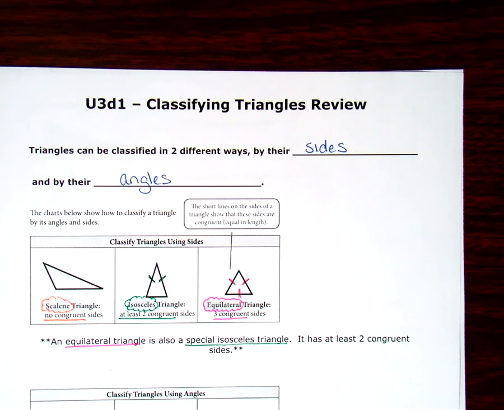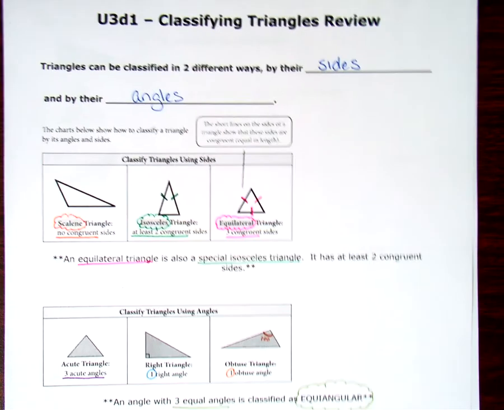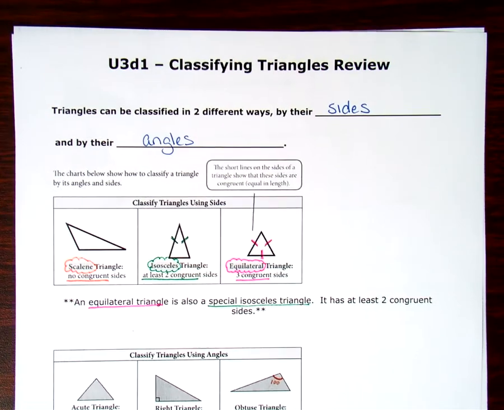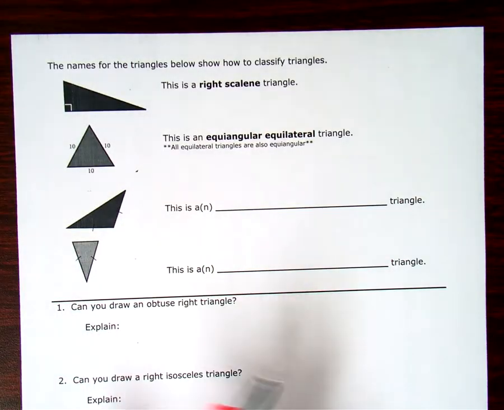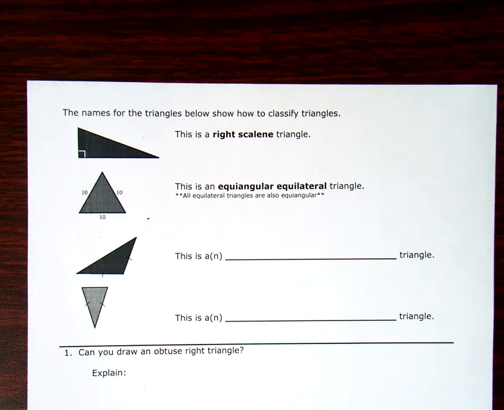Hi, welcome back. In the last video, we reviewed how triangles can be classified by both their sides and their angles. I know that the information we're looking at, my triangles are to scale. So here I have a couple of examples, and then we'll do a couple on our own.